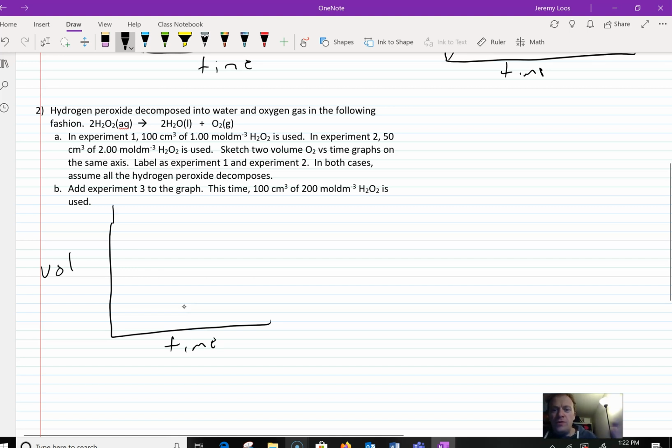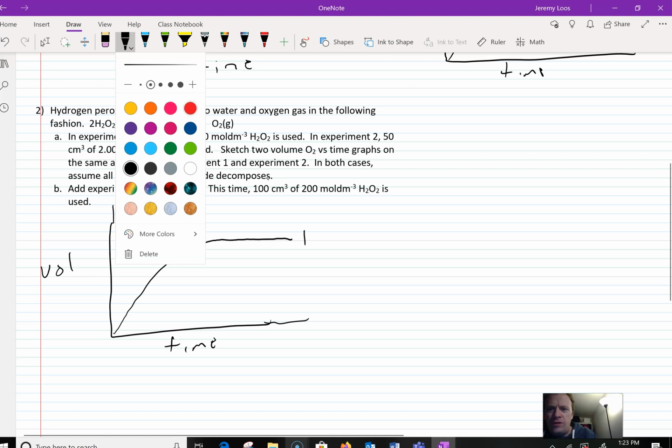Okay, so the volume of O2 is going to be going up, not in a linear fashion. Slope is the rate here again. So let's just draw the first one, and it doesn't matter a ton where exactly we put it, but let's put it something like this. Now we're assuming all the hydrogen peroxide decomposes, so eventually the volume of oxygen is going to level off. So let's call that experiment 1 right there. I'm going to change colors to do experiment 2 just to make it a little more clear.